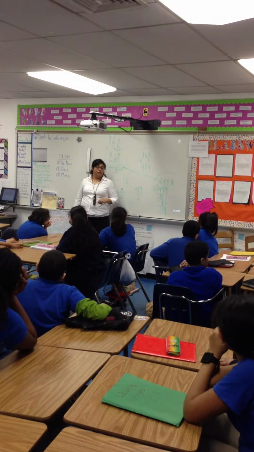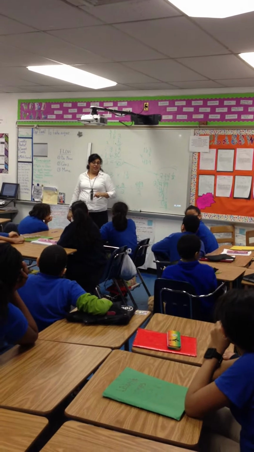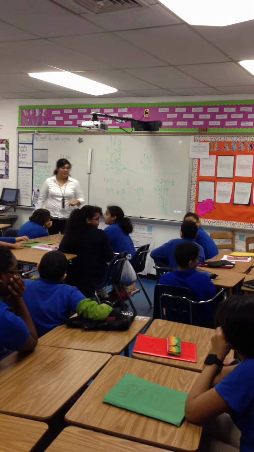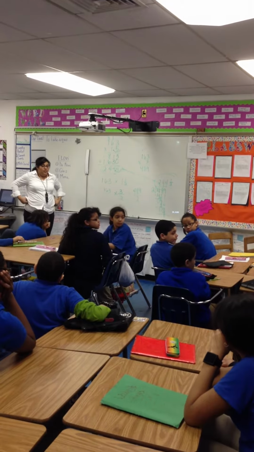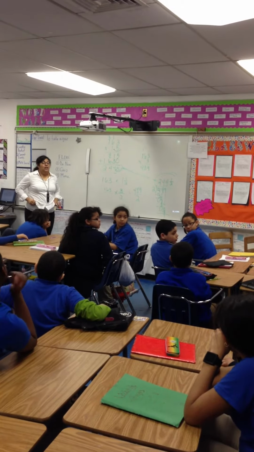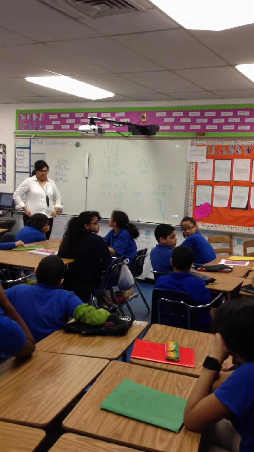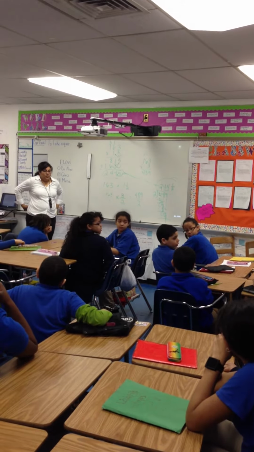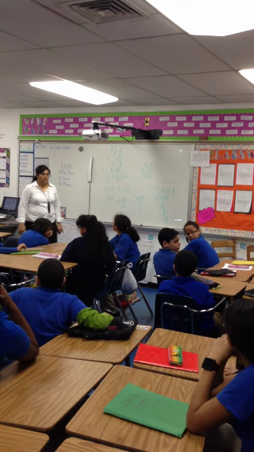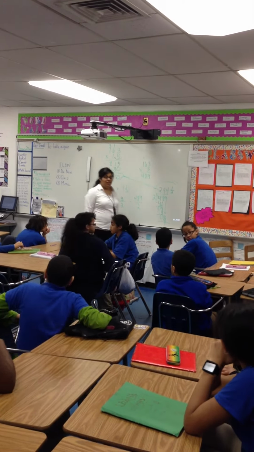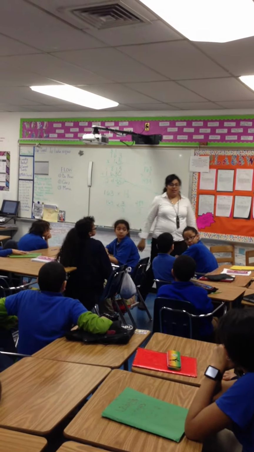Maya, how did you do yours? Since it's an hour and a half, I just put 163 first for an hour, and then I divided it by 2 to get 81.5. And then I added 163 plus 81.5, and I got 244.5.